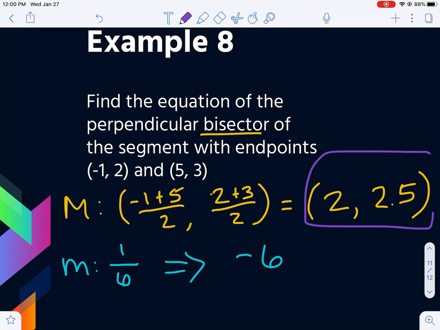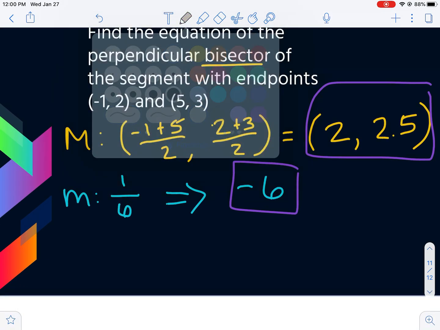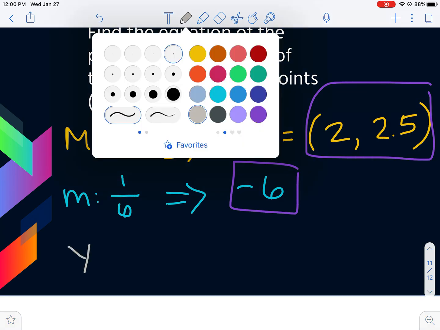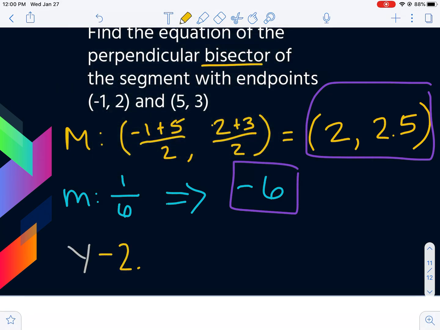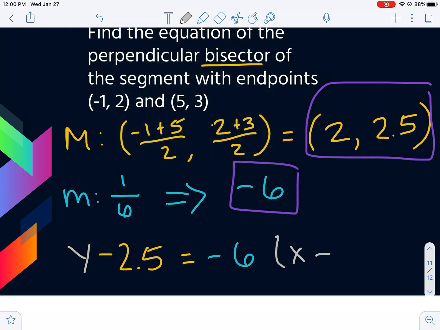I need to use this point and this slope to write an equation in point-slope form. So I'll do y minus 2.5 equals negative 6 times x minus 2.